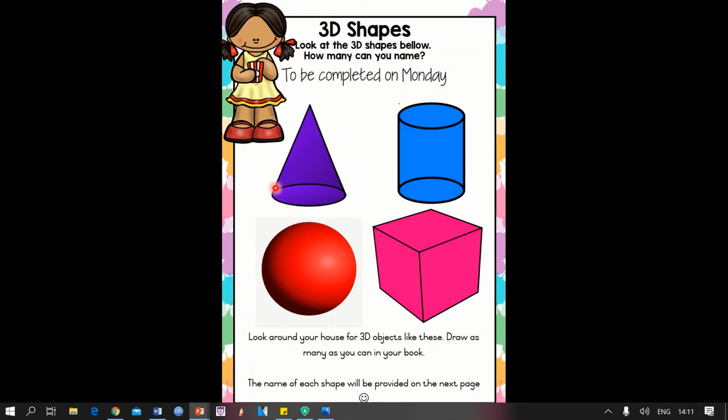Over here, we have our shapes that we're working with. Remember, you're going to name these shapes. Tell your parents what they are called. And then go around your house, look at things in your house and see what you can find that are those shapes, and try to draw as many things as you can in your book.